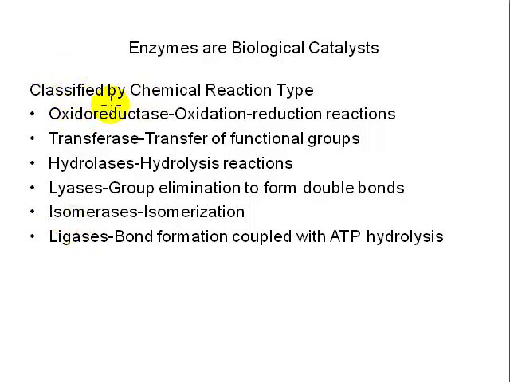Oxidoreductases catalyze redox reactions. Transferases move functional groups from one molecule to another, methyl groups or phosphate groups, for example. Hydrolases catalyze hydrolysis reactions that break covalent bonds. Lyases form double bonds by eliminating hydrogen atoms or functional groups. Isomerases rearrange molecules to form isomers, and ligases create new covalent bonds using energy from ATP. Note that the suffix -ase, A-S-E, is usually used in enzyme names, so when you see -ase, think enzyme.